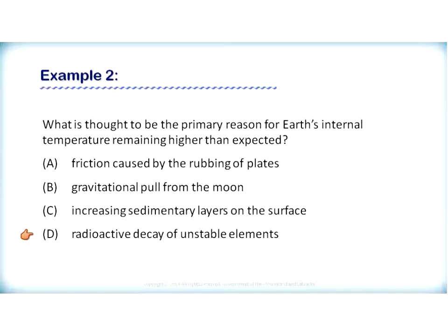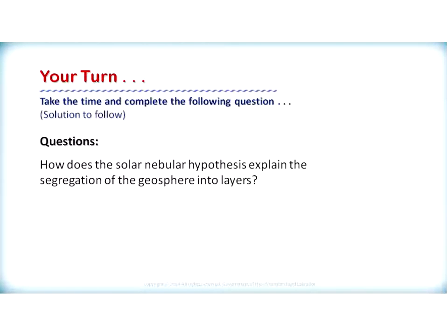As we stated in the process of Earth segregating into layers, radioactive decay was one of the primary heat sources that caused the Earth's interior to heat up. So in this case, our answer will be D. Your turn. Take the time to complete the following question. The solution will follow on the next slide. Question reads, how does the solar nebula hypothesis explain the segregation of the geosphere into layers?